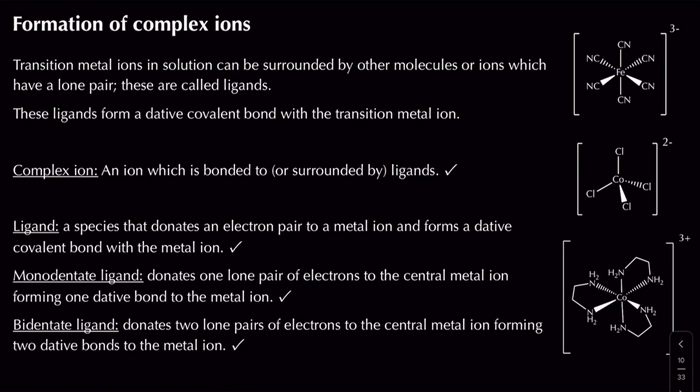So in this video, we're going to be looking at the formation of complex ions, what they're actually made up of, and how we can draw the structures of them as well. Now, starting off, of course, we've already come across our transition metals, and we know our transition metal is a D block element that has a partially filled D subshell when it forms a stable ion.